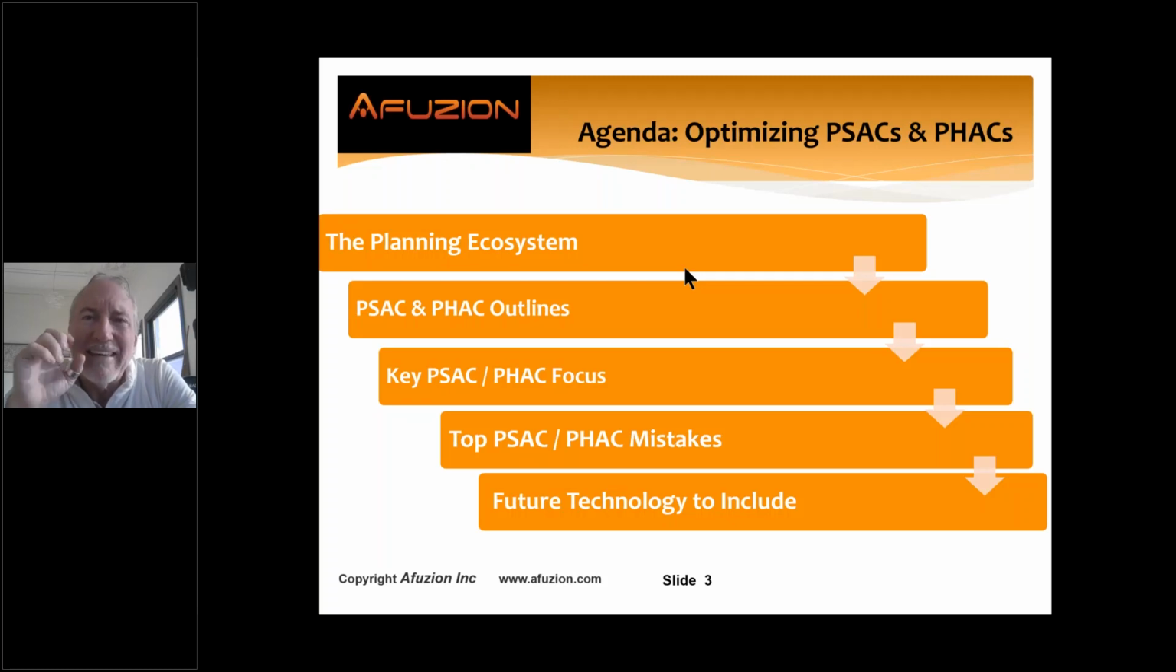We're going to look at the key focus areas of the PSAC and the PHAC. Then, you got it. What are the top PSAC, PHAC mistakes? AFuzion writes 30 or 40 PSAC, PHACs each year, and we review probably another 50 or 75. We see a lot of mistakes. Hopefully we don't make many. We certainly have. Let's help you not make mistakes. And then what are the future technology areas that we need to include? We've built that in, okay?